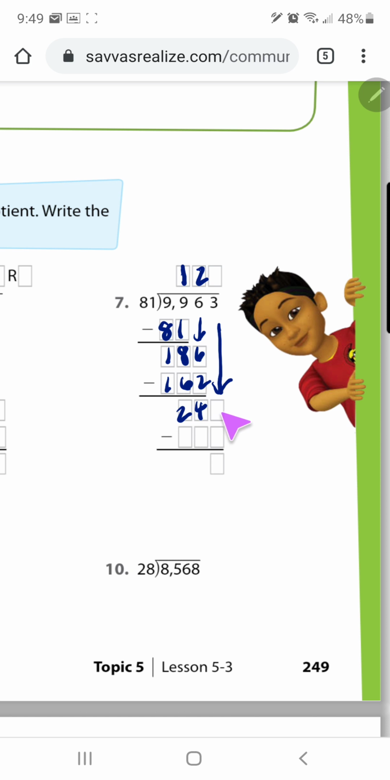And then you bring down your 3. And of course, you cover the 3 and you cover the 1. How many groups of 8 can you make with 24? That would be 3. 3 times 1 is 3. 3 times 8 is 24. Find the difference and I get 0.